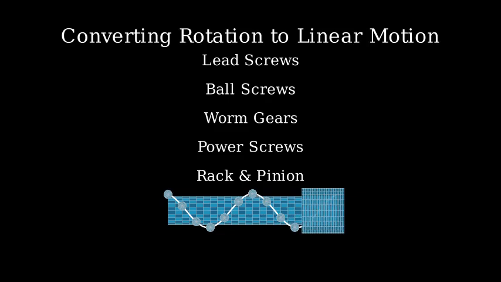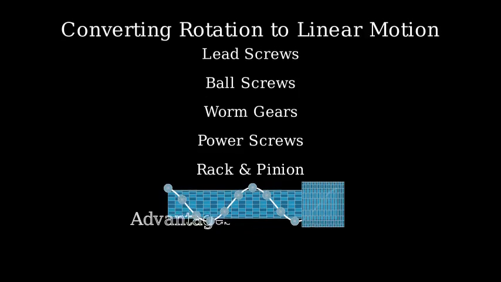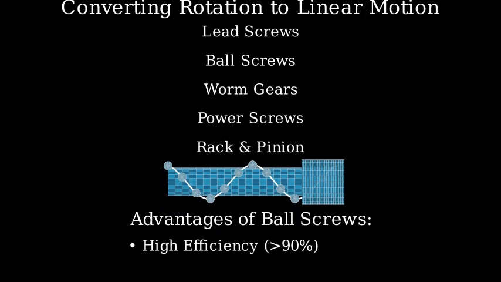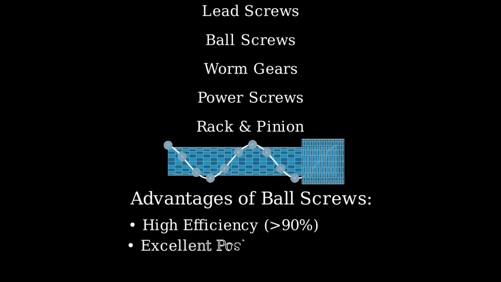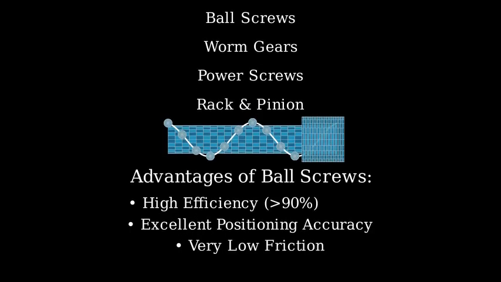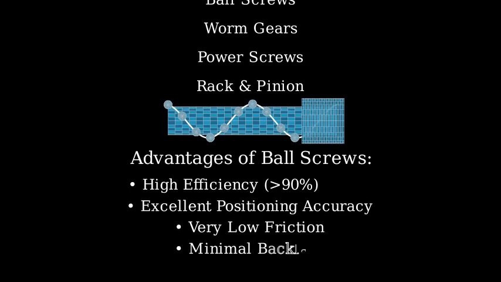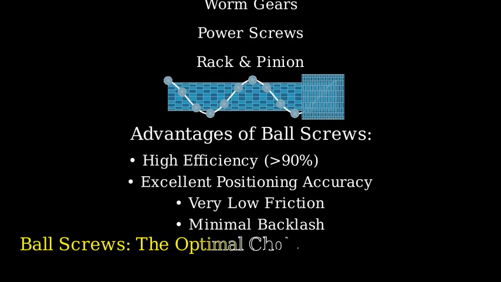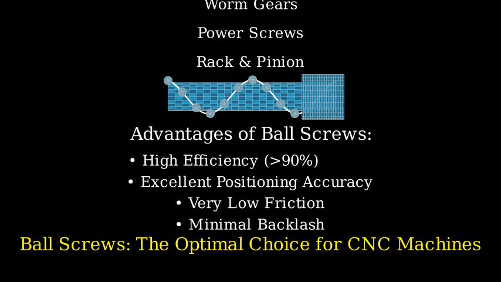Ball screws offer several key advantages: high efficiency, typically 90% or greater; excellent positioning accuracy; very low friction, which reduces wear and extends lifespan; and minimal backlash for precise control. For these reasons, ball screws are the preferred choice in modern CNC machines where precision, efficiency, and reliability are crucial.